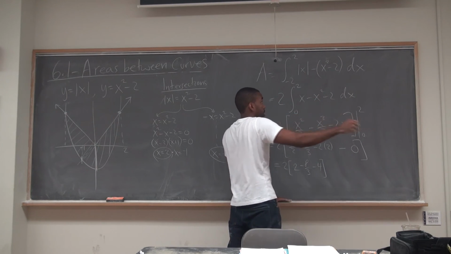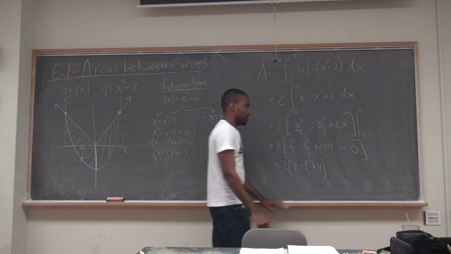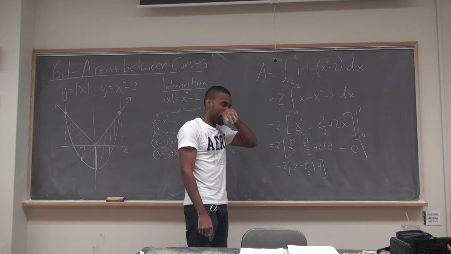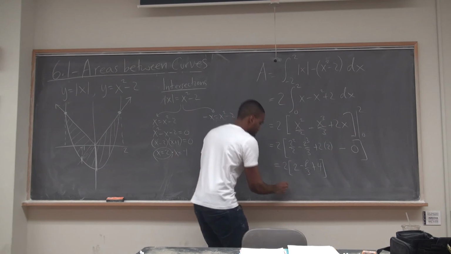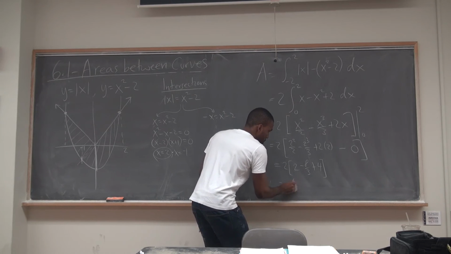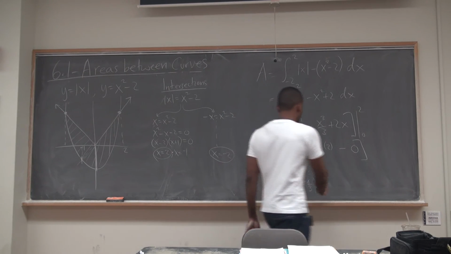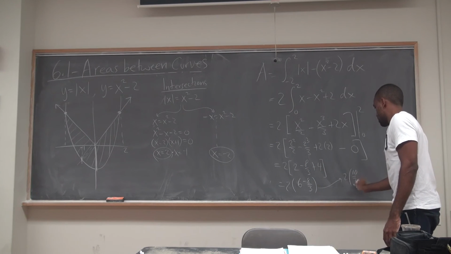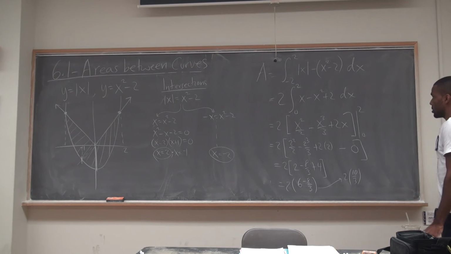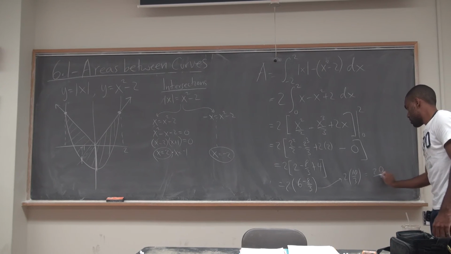Let's see that. That would be a plus? Look at it, because that would give me a negative area, which wouldn't make any sense. So yeah, that'll be that. This is 6 minus 8 over 3, which is just 10 over 3, and then times 2, right? Because 6 is 18 over 3, minus 8 over 3, you get 10 over 3, so it's 20 over 3.